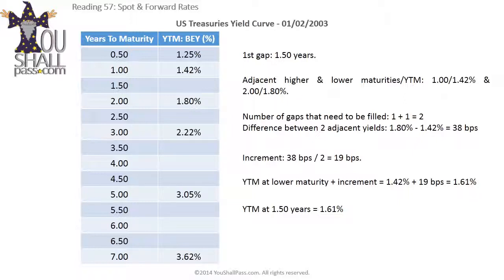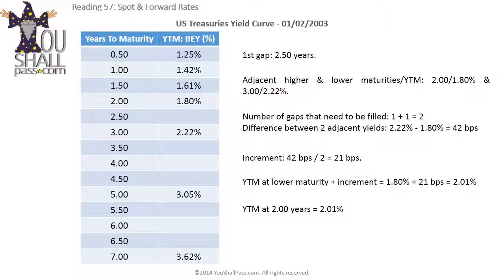We start with the YTM at the lower maturity, and after adding 19 basis points to it, we come up with 1.61%, and 1.61% then is the YTM that we associate with the 1.5 year maturity point arrived at via interpolation. We fill up the yield curve with 1.61% for 1.5 year and then go gap hunting.